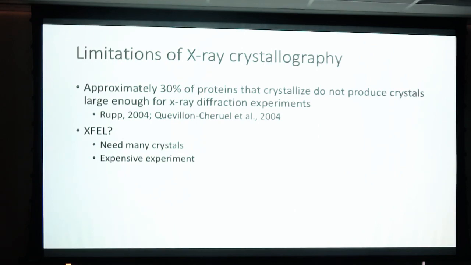X-ray crystallography does have limits. That's why we're doing EM. About 30% of proteins seem not to be able to crystallize. A lot of them are membrane proteins because they're usually in detergents, or they're floppy, or they're just hard to do. Or they form crystals, but they're just too small to mount and put into a synchrotron beam even. There's XFEL, X-ray free electron laser, which you can use to look at very small crystals, but that's extremely expensive and you need many crystals, and it's not really commonly used yet. But if you have tiny, tiny crystals, XFEL would be one way of doing it, if you have many of them.